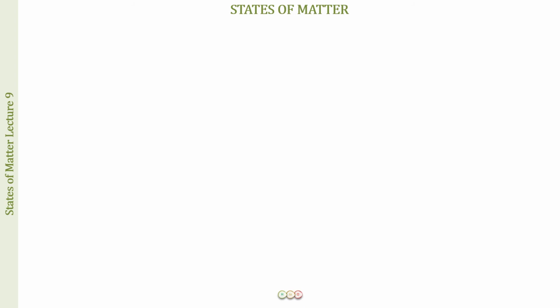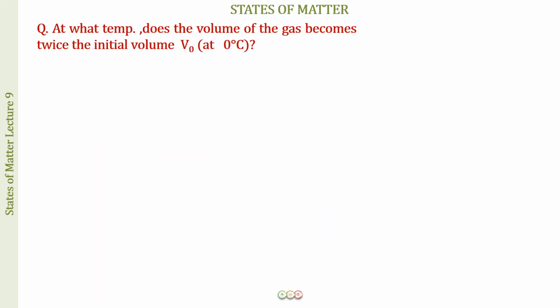So now, after the theoretical part of the Charles law, we will be doing the discussion on the graph related to the Charles law. But before that, I just want to ask you two very simple questions. These questions are actually very simple, but they will help us understand the graph better. Okay. So the first question is, at what temperature does the volume of a gas become twice the initial volume V0 at 0 degrees Celsius?